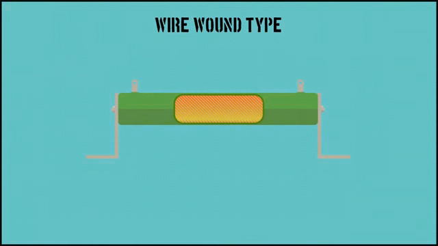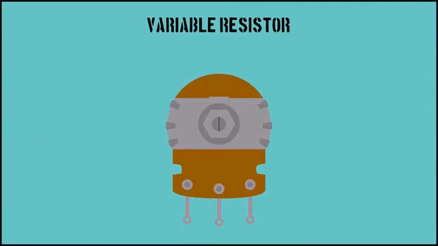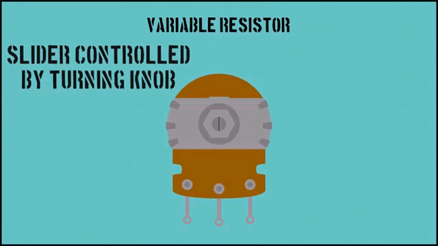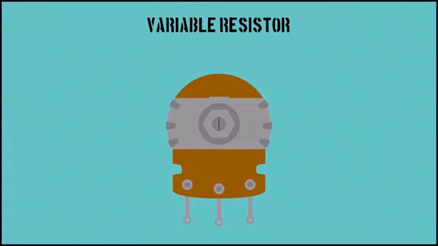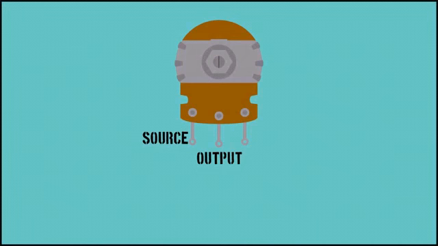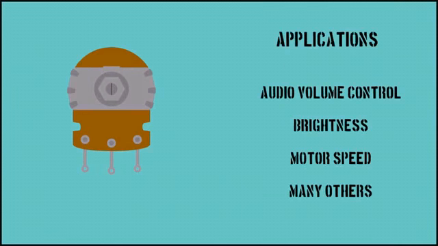Then, there are variable resistors, which have one resistor element and a slider that changes the position on the element, therefore changing the resistance. Typically, they have 3 leads, the first being the source, the second output, and the last ground. They can control things like volume, brightness, or motor speed.